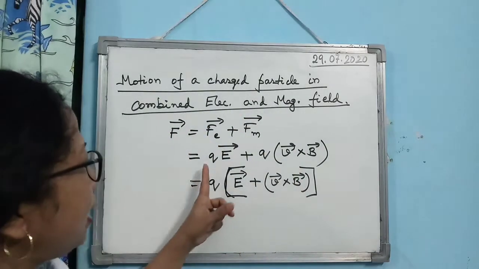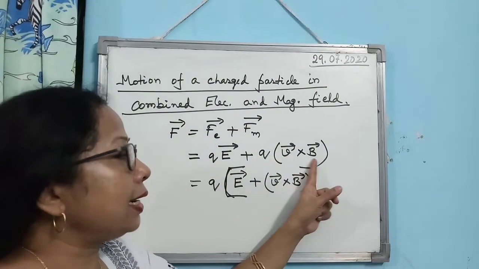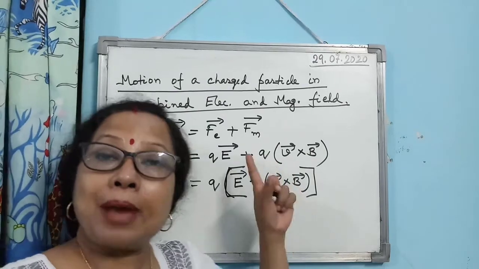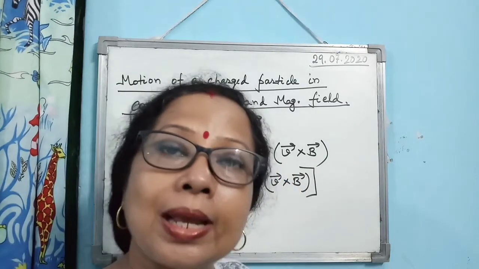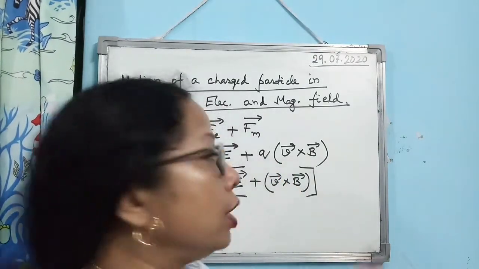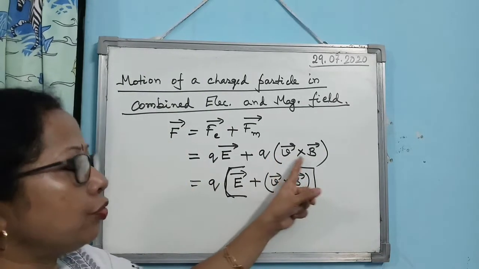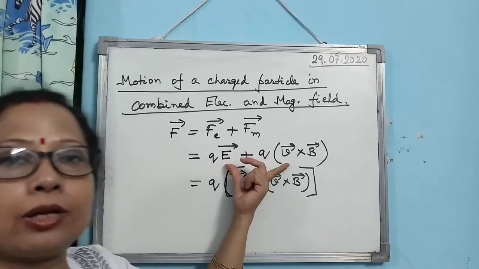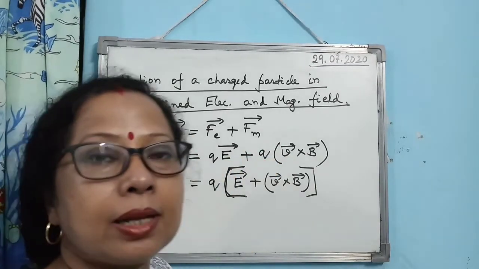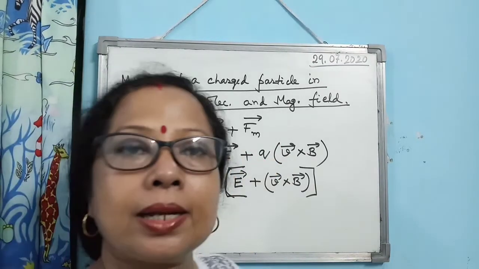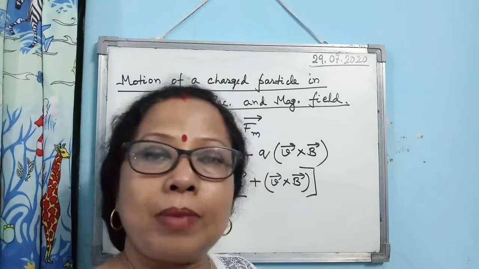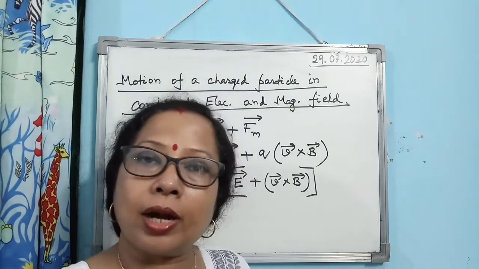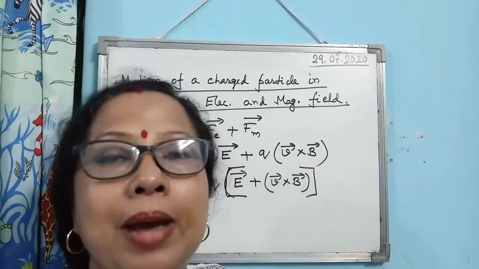So it is given by Q into E, and the magnetic force depends on the magnitude of the velocity as well as direction of the velocity. So you can write it as Q into V cross B is the magnetic force. So take the vector sum of these two forces, that will be the net force experienced by the charged particle in both magnetic and electric field, or in combined electric and magnetic field.